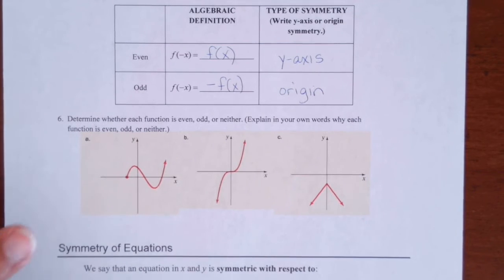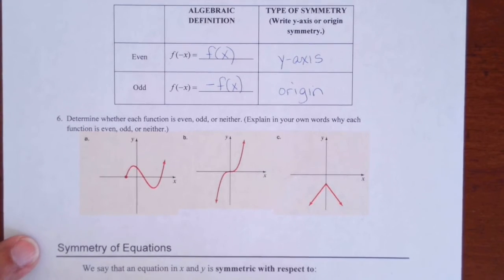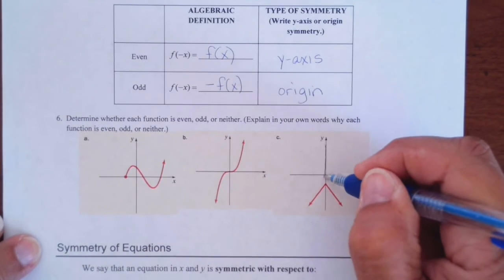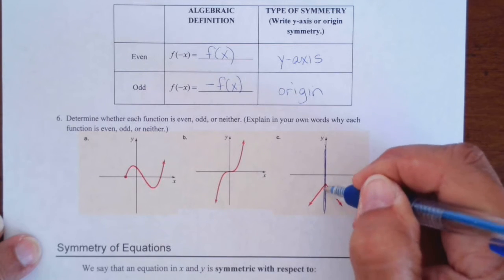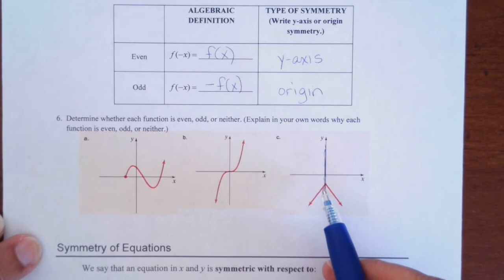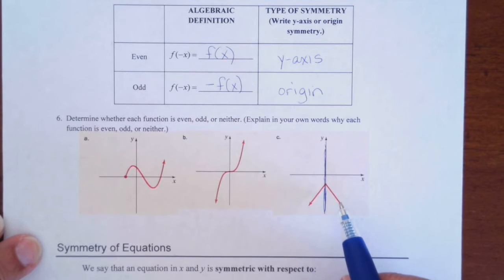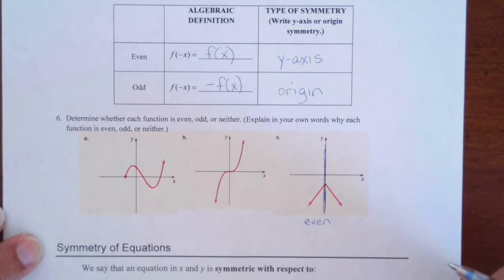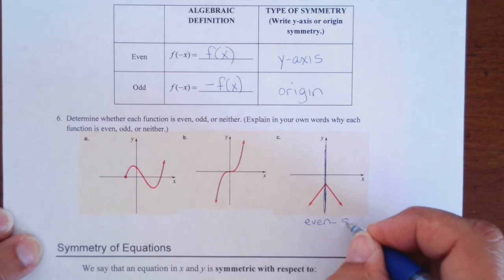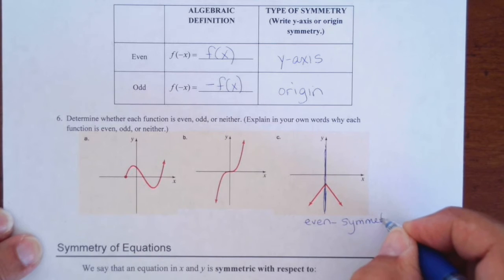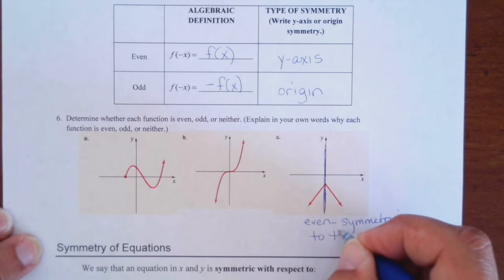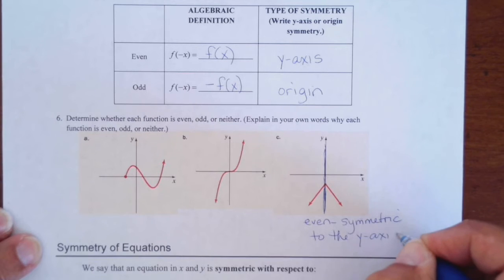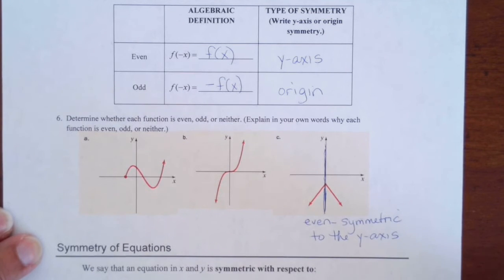All right, I'm just going to do the even one first. So here's the y-axis. If you would take your paper and fold it on that line, these two lines are symmetric, right? They would land on one another. That's what it means to be symmetric over the y-axis. So this is your even function, and it says explain in your own words why. You would just say that it's symmetric to the y-axis. That's how I know by looking at a graph. So that's even.